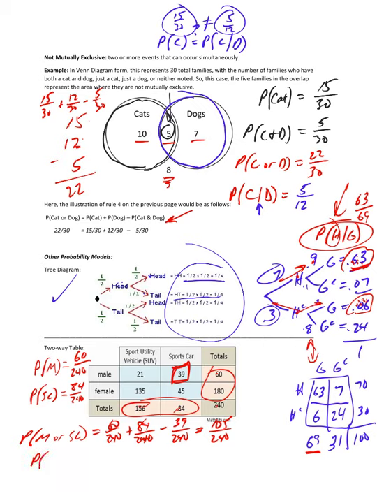You could get an "and" scenario. Okay, male and sports car. This is a little easier because that just is the 39 who are male and sports car.